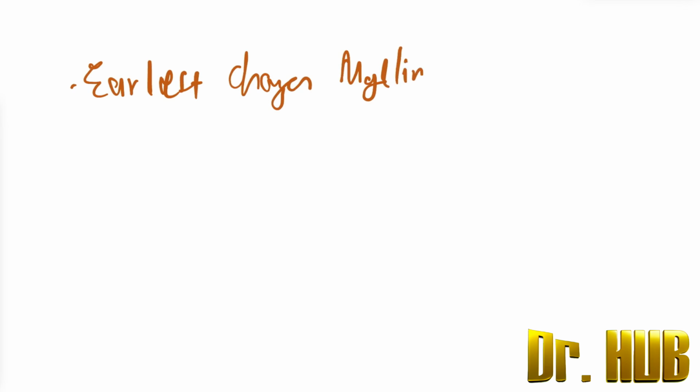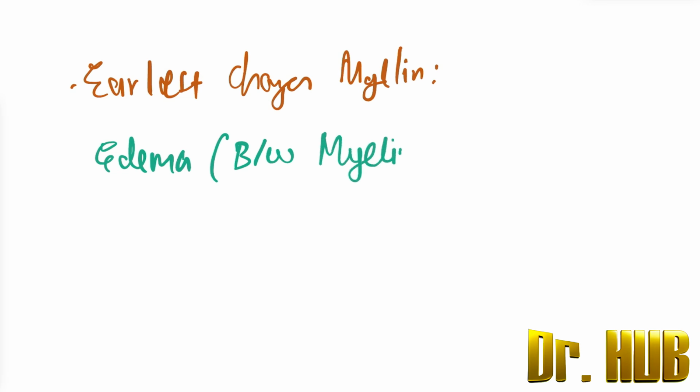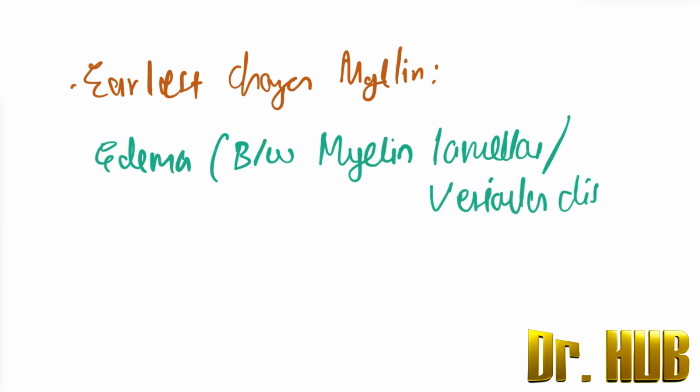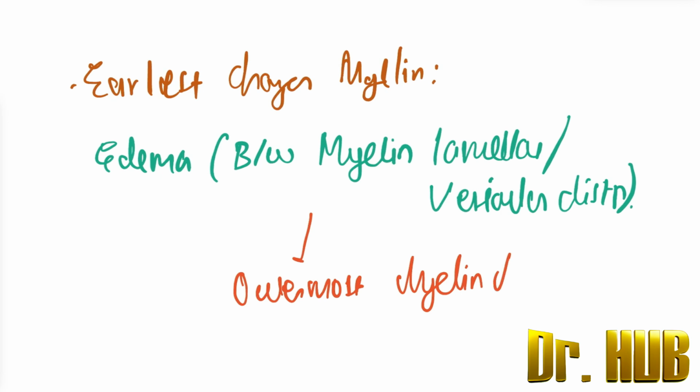Next, let's look at the earliest changes in the myelin. The earliest changes in terms of myelin consist of edema between the myelin lamellae, as well as vesicular disruption of the outermost myelin layers.